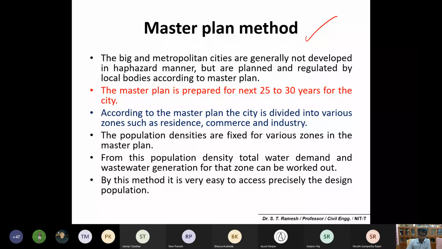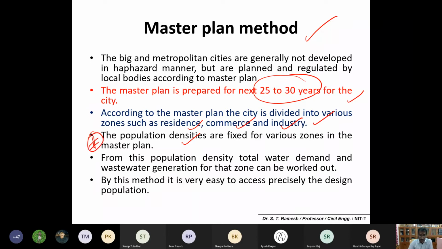So what will be the expected population and the futuristic growth in a particular city, and based on that you can project the population. In most cases a master plan is prepared for the next 25 to 30 years. Please make a note of the next 25 to 30 years. According to the master plan, the city is divided into various zones like residence, commerce, and also industry, and the population densities are fixed for the various zones in the master plan. Please make a note of that.